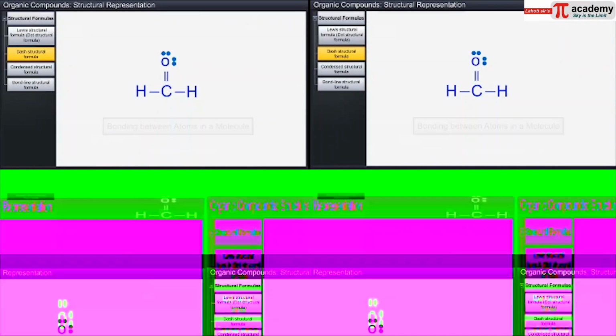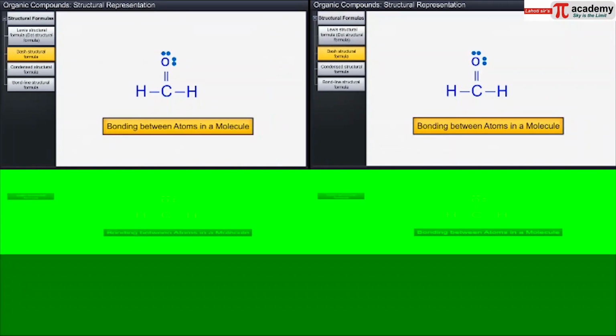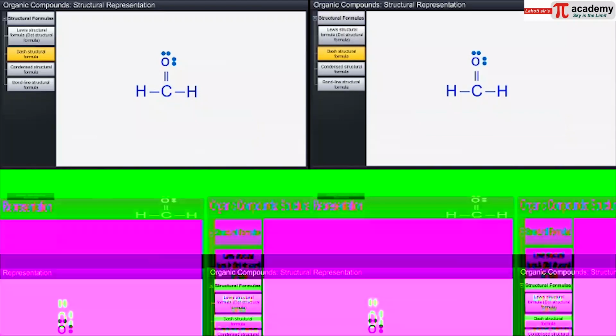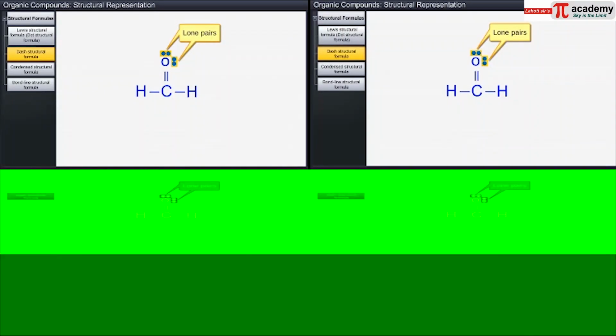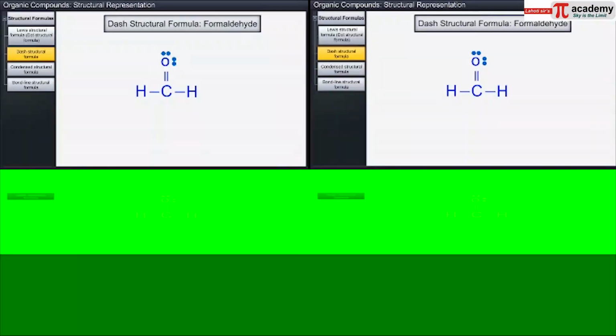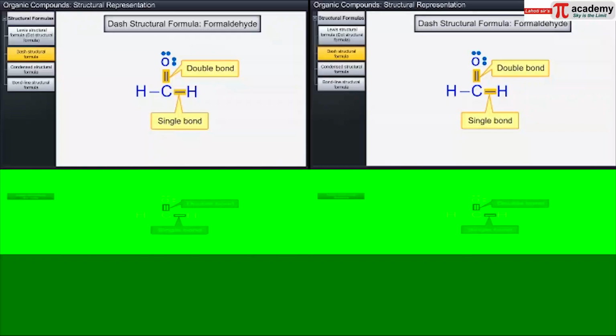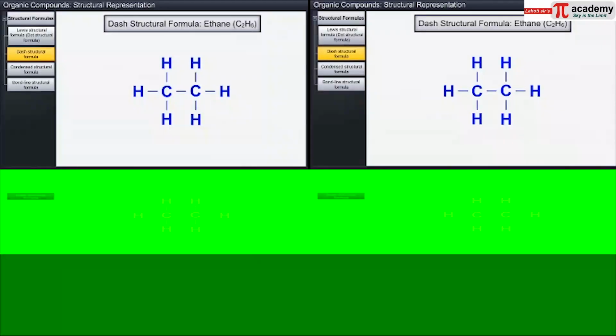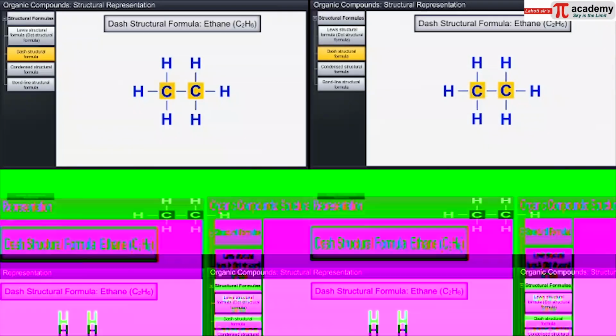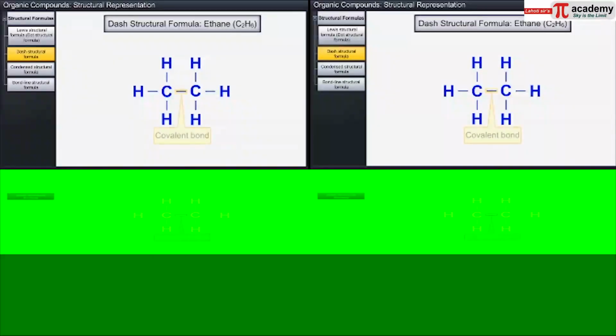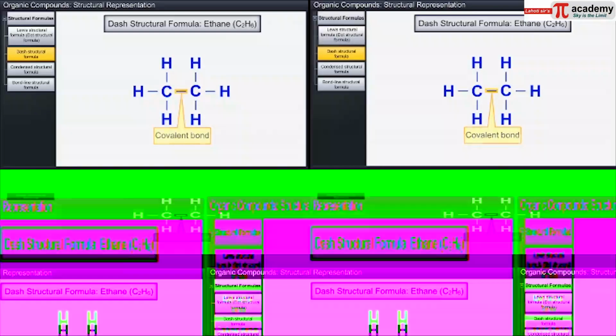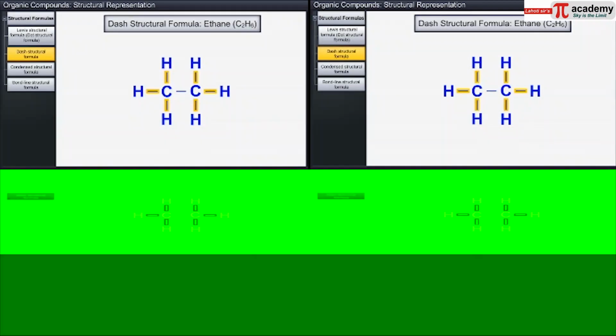This structure represents the bonding between atoms in a molecule and also shows the presence of lone pairs present on the atoms, if any. This structural formula shows the arrangement of atoms and the type of bonds present between the atoms in the molecule. Here's the dash structural formula for ethane. In ethane, 2 atoms of carbon are attached to each other by a single covalent bond, and all carbon-hydrogen bonds are also single covalent bonds.